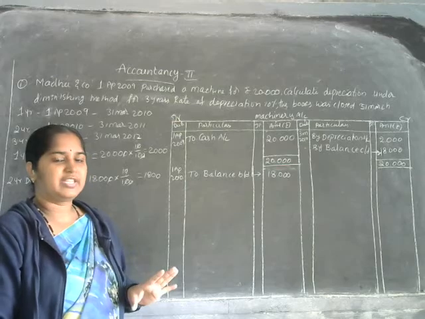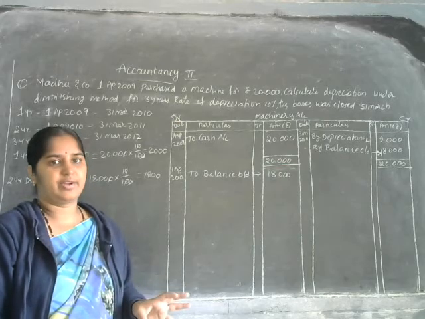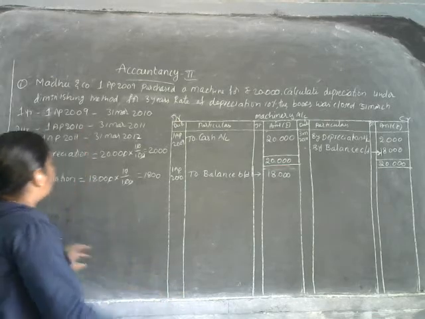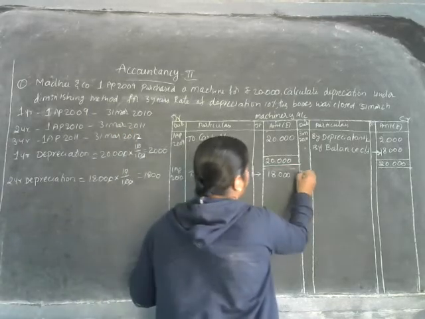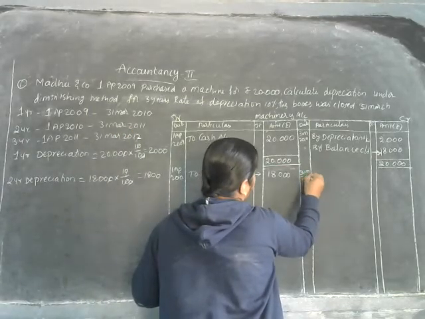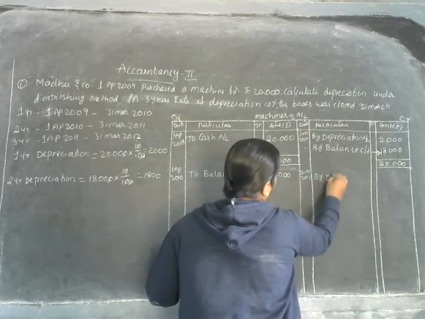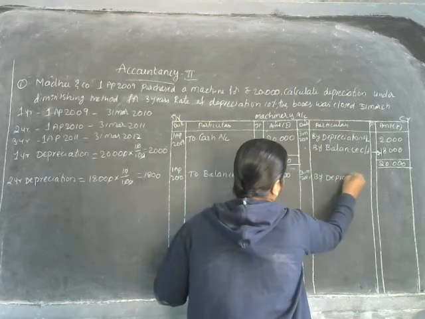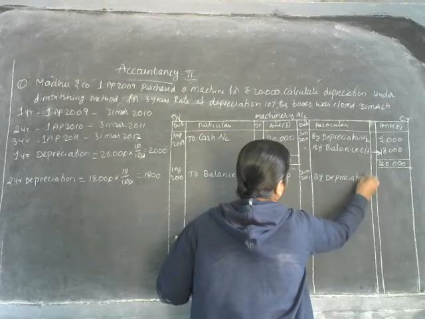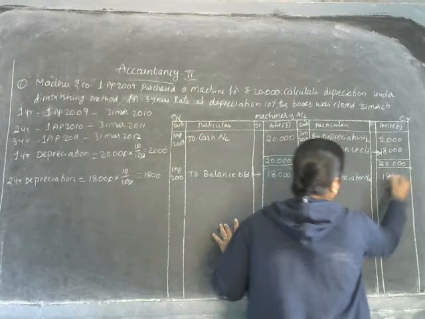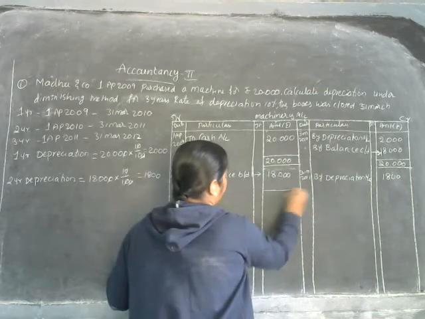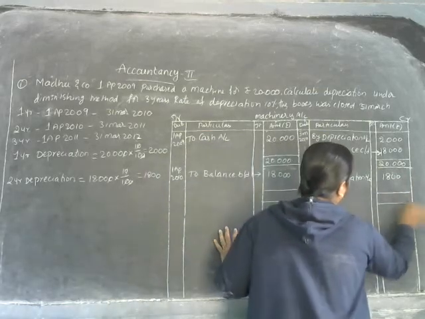And depreciation period తీసుకుంటాం మనం last day of that year. So second year last day is 31st March 2011. So right here 31st March 2011. Right here by depreciation account. By depreciation account. How much? 1800. Now see, debit side is 18,000 and credit side only 1800.